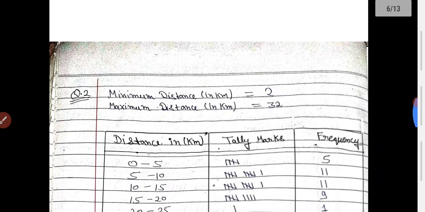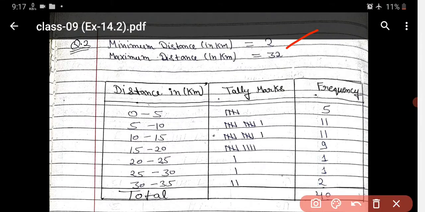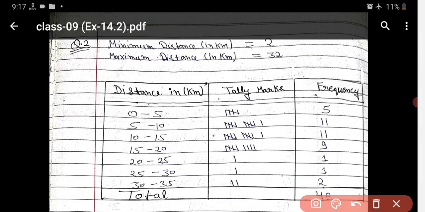Okay, now in that question the minimum distance is 2 kilometers and the maximum distance is 32 kilometers. So minimum 2 and maximum 32. So you have to start with 0 and 5 and end with 32, so up to 35 you have to take. So you have to make intervals like that, 0 to 5, 5 to 10, 10 to 15, 15 to 20, 20 to 25, 25 to 30, 30 to 35. Like that you have to make.